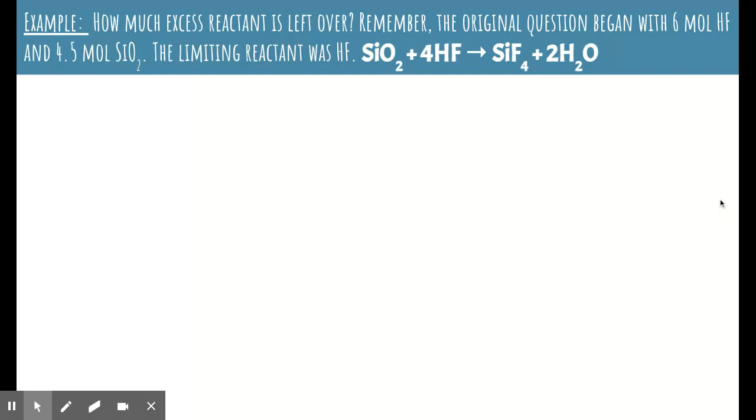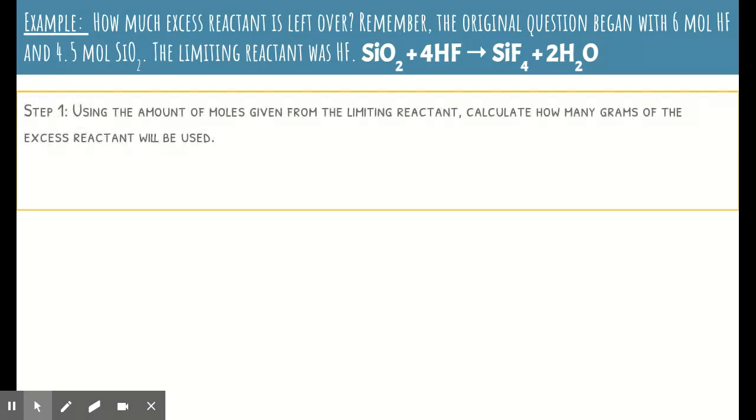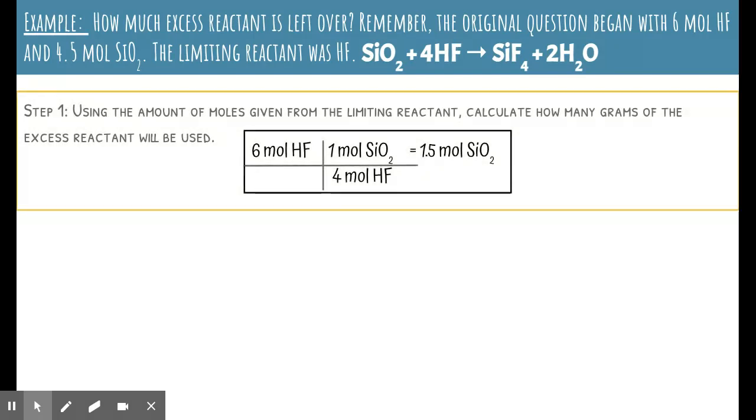Okay, so we'll do another example. How much excess reactant is left over? It's the same problem. Remember, the original question began with 6 moles of hydrogen fluoride and 4.5 moles of silicon dioxide. The limiting reactant was hydrogen fluoride. Okay, so I put in the balanced equation again. Your first step is to say, using the amount of moles given from the limiting reactant, calculate how many grams of the excess reactant will be used.